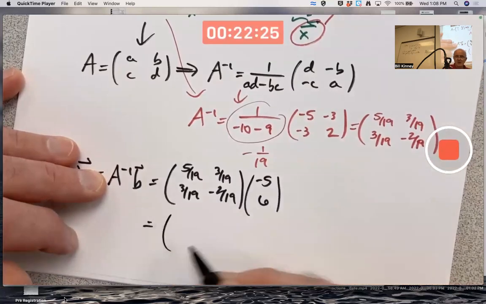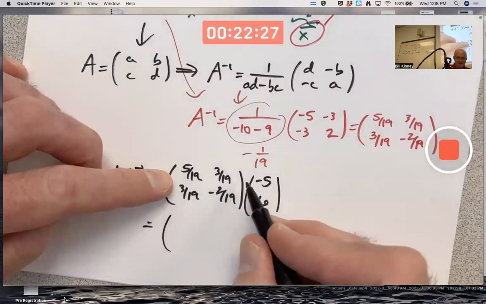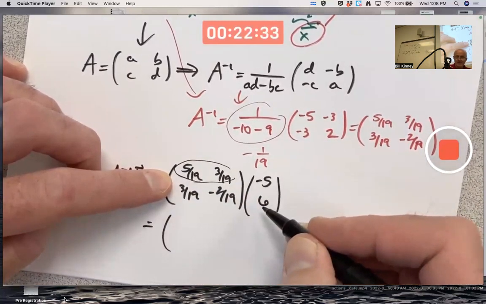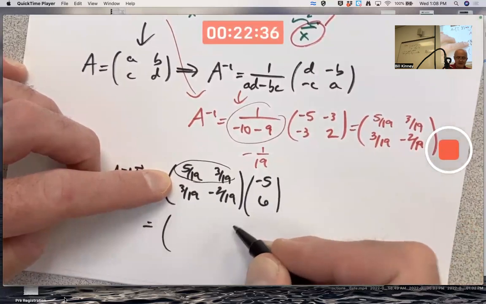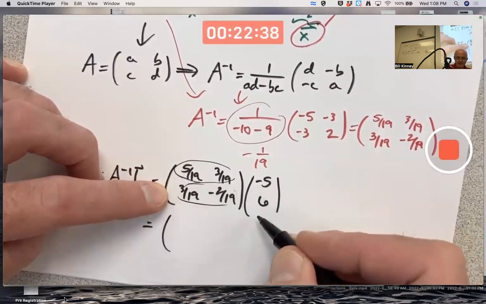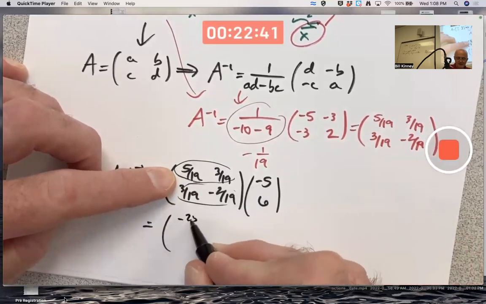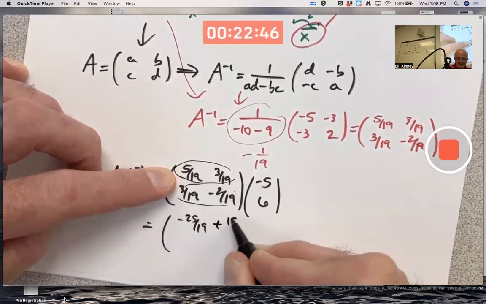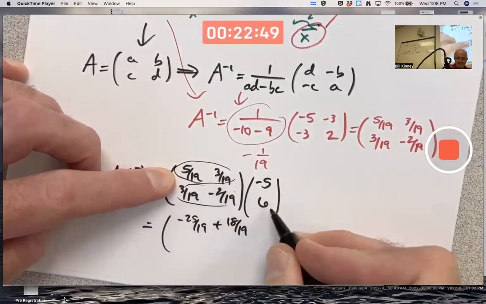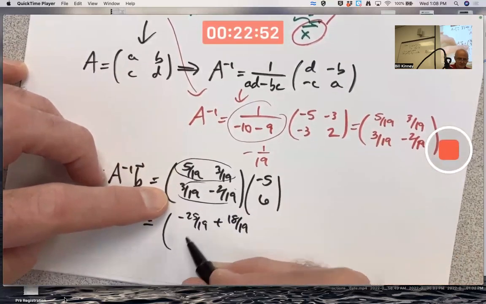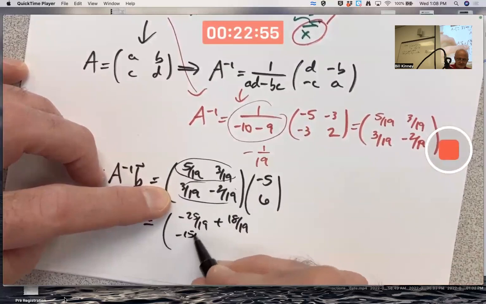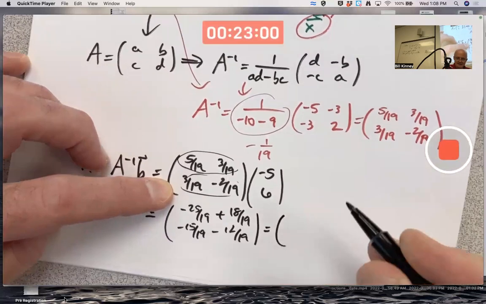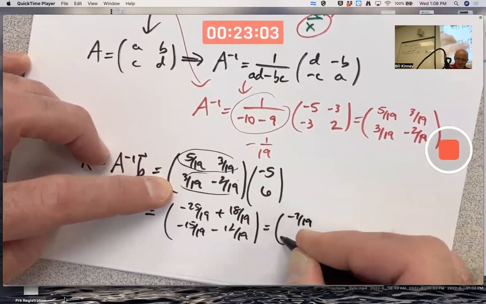You can also use the slight shortcut of doing dot products. Take the dot product of this row vector with this column vector, and that'll be the first entry of the vector here. And then the dot product of the second row with this column vector. So we get -25/19, 5/19 times -5, plus 18/19, 3/19 times 6. And then for the second component, -15/19 and -12/19. Simplify, it looks like -7/19 and -27/19.